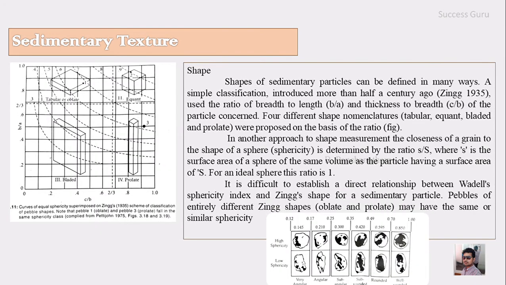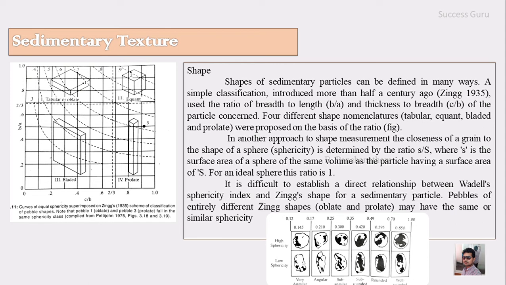The next heading is the shape. The shape of a sedimentary particle can be defined in many ways. A simple classification introduced more than half a century ago by Zingg in 1935 used the ratio between breadth to length, that is B by A, and thickness to breadth, that is C by B, of the particle concerned. According to that, there are four different shape nomenclatures, that is tabular, equant, bladed, and prolate, that you can see in the left side image. You can see the relation between the tabular, equant, bladed, and prolate.